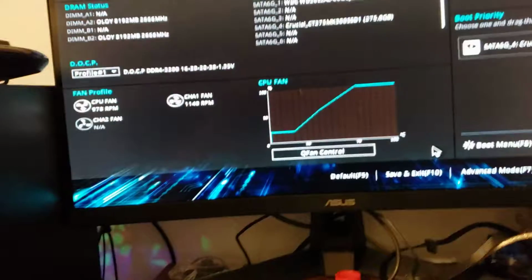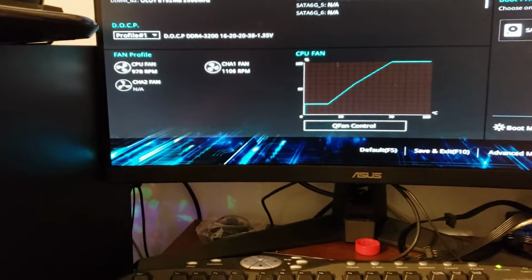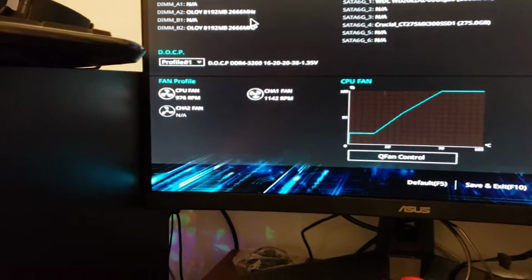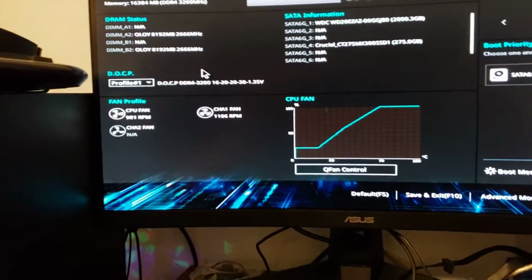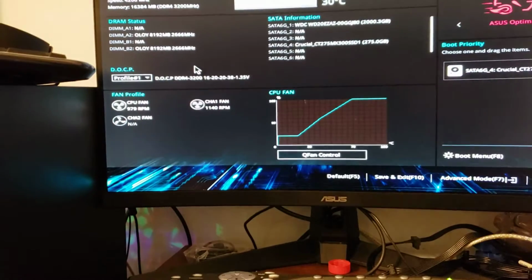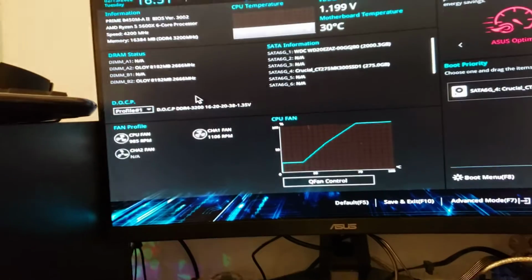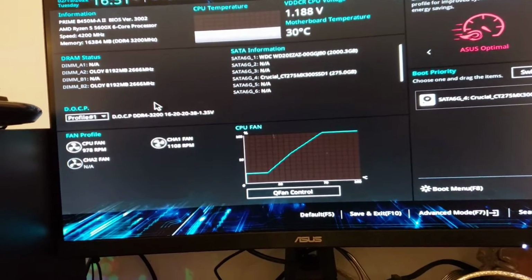Also, one thing to note: if you ever build a PC and your memory is not traveling at the speed it should, which is well, not 3200 megahertz, you could go ahead and set that in the BIOS. Just select profile 1, DOCP. At least that's what happened with mine.